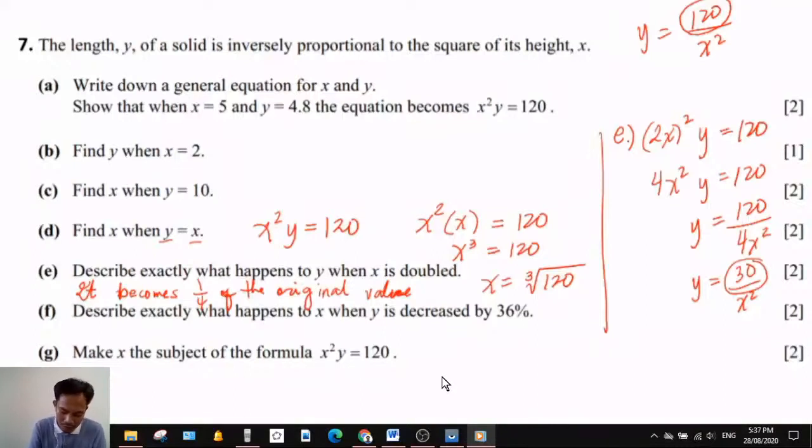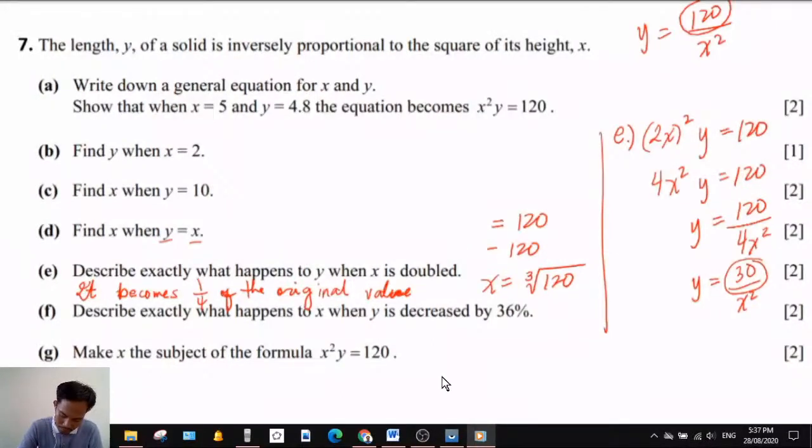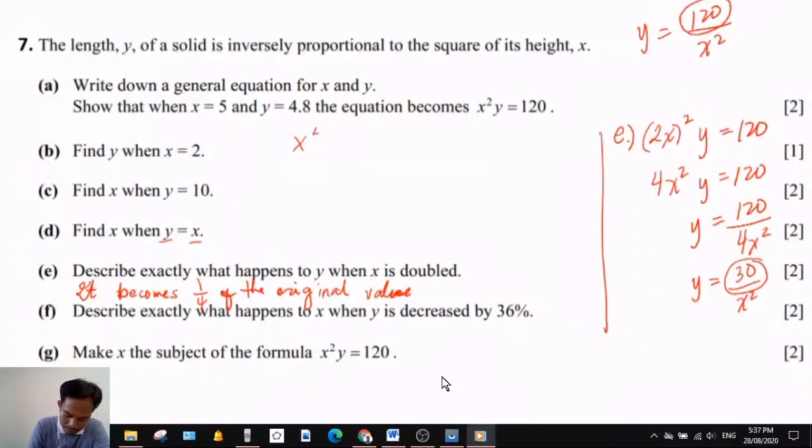Okay, next, describe exactly what happens to x when y is decreased by 36%. Okay, it is decreased by 36%, so it will become x squared. I'll erase the other things. I don't have working space, that's why I am erasing. Okay, so I have x squared. Okay, I am going to decrease this y by 36%. So it means it is 1 minus 0.36, which is 0.64 y.